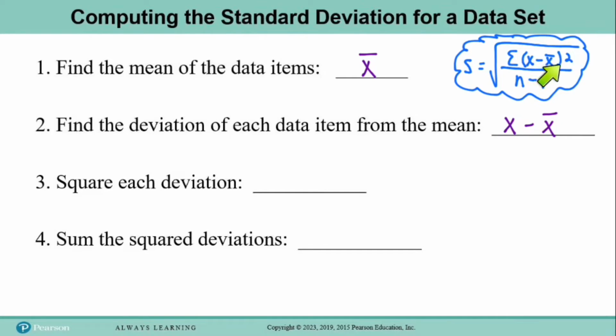Then look what the formula says next. You take each deviation and you square it. So step 3 is square each deviation, and that would be x minus x bar because that's the deviation, and then you square it. And then remember what sigma means. Sigma means we sum all of these values. So you'll have a squared deviation for each value in your data set, and you sum all of those squared deviations. That part of the formula is sigma x minus x bar squared. In other words, the sum of all the squared deviations.